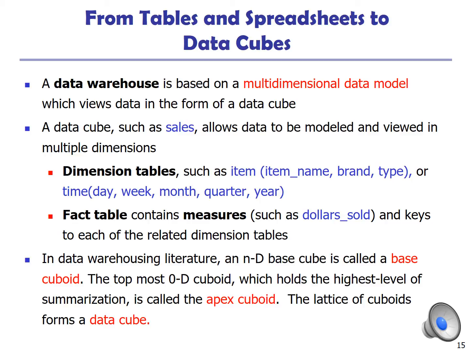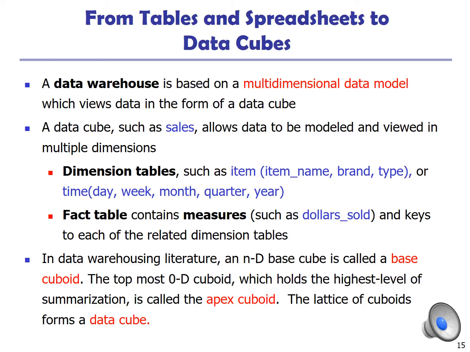So the next thing is your fact tables, which define your data cube. Fact tables contain measures, such as dollars sold or number of items sold, and keys to each of the related dimension tables. So the two things that define the important parts of a data cube are dimension tables and fact tables.